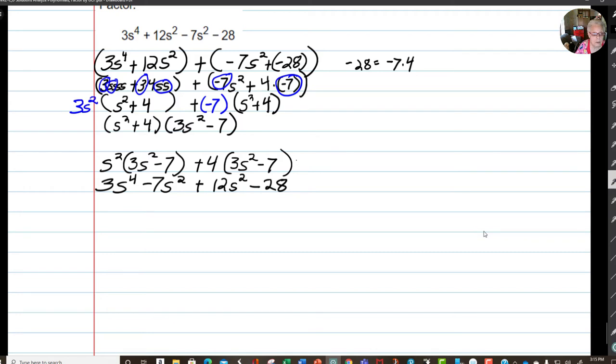But right now, 3s to the fourth, let's write it the way it is up there, plus 12s squared, minus 7s squared, minus 28. And that is indeed what we started with.